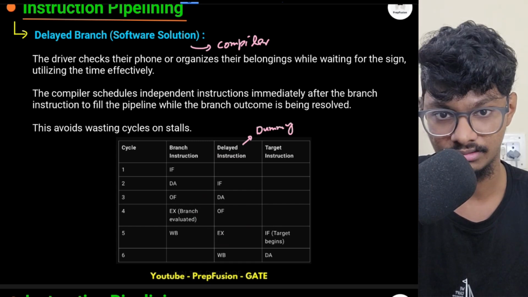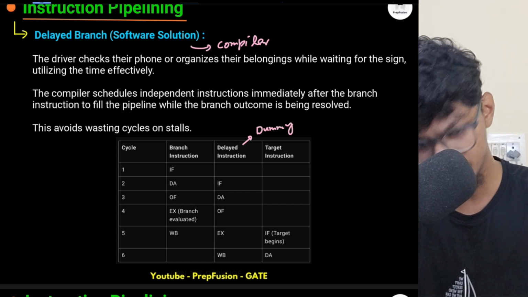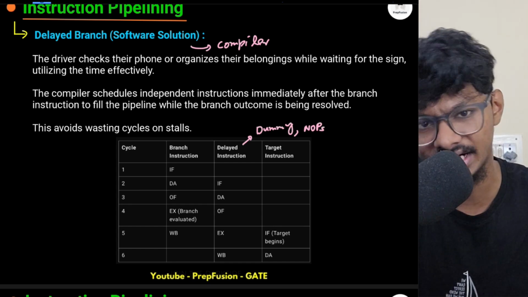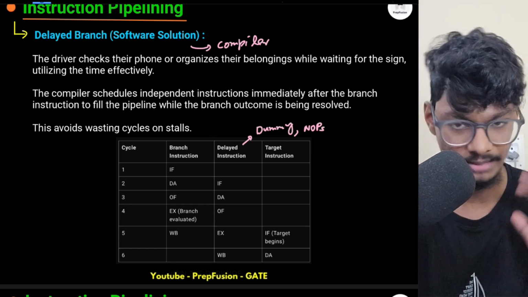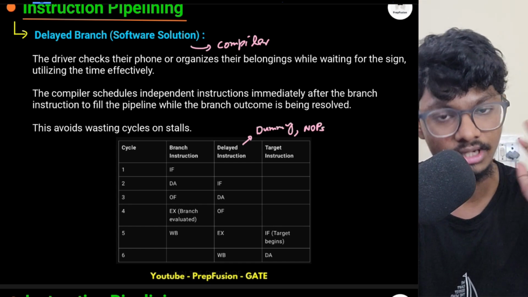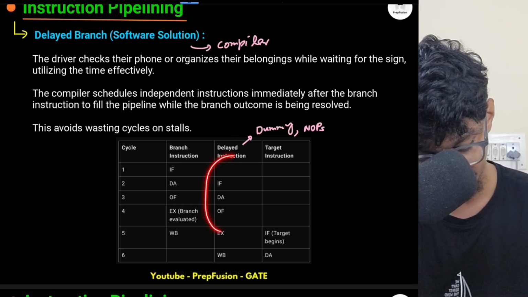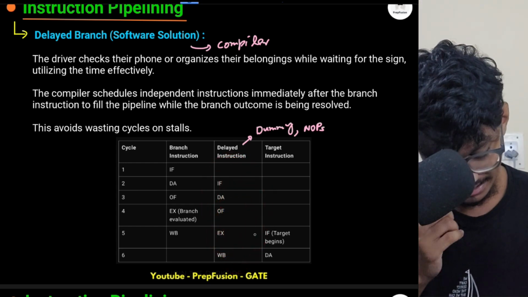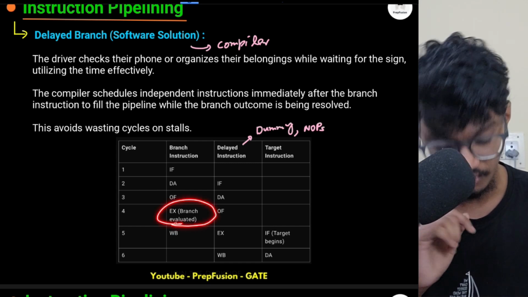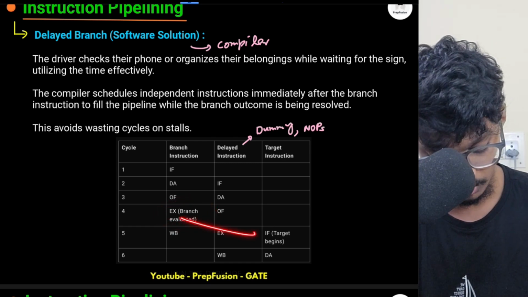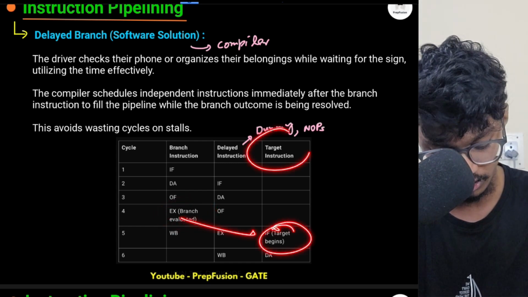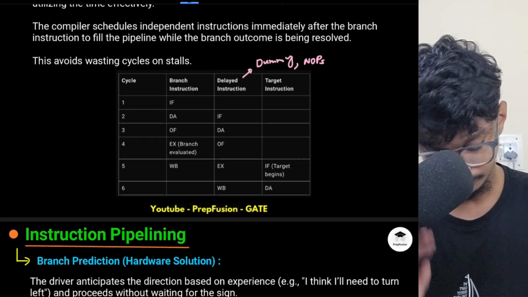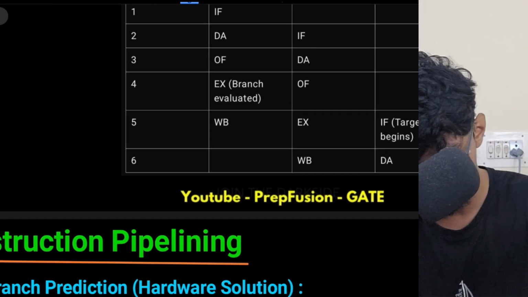So it can happen. Or sometimes what they do is they provide no operations. We don't do anything, we just sit idle, just like stalls. Same as stalls. So we introduce stall cycles, and only after the execution of the branch instruction do I start my instruction fetch. I go to the target instruction and fetch it. I have explained this previously as well.